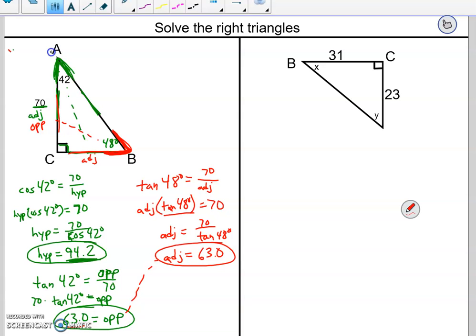So I'm just showing you there's a couple different ways that you could get to these values. It's still indirect measurement using trig ratios, but it's going to be a different way to do it based on which one's your reference angle.